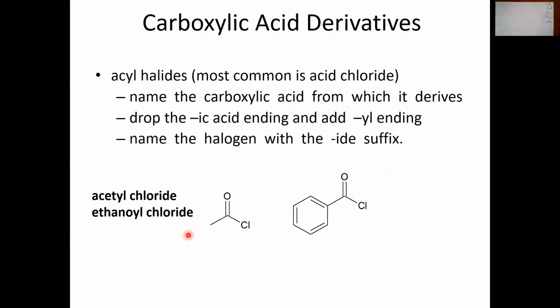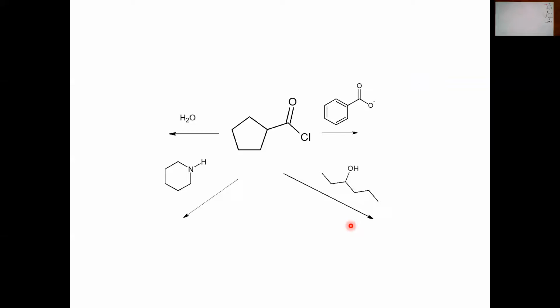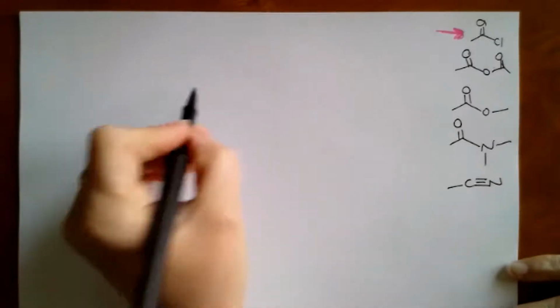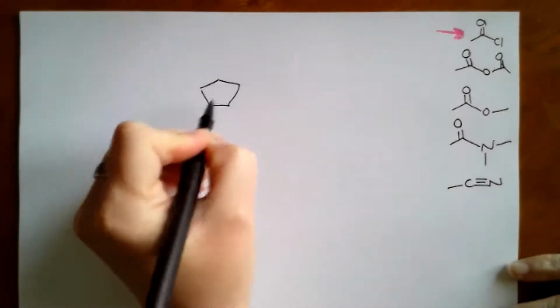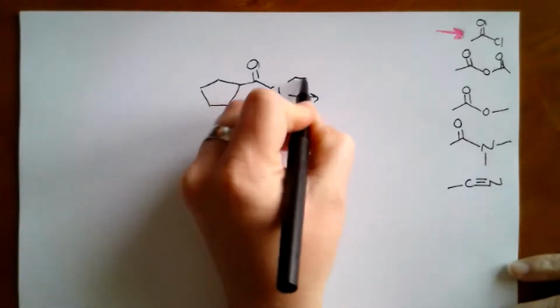Yep, weird. If we name this guy as if this Cl weren't here, there were an OH instead, that's benzoic acid. Common IUPAC doesn't matter. So this becomes benzoyl chloride. So it's time to do a reaction with an acid chloride. We're going to do all 4 of these reactions with this acid chloride.